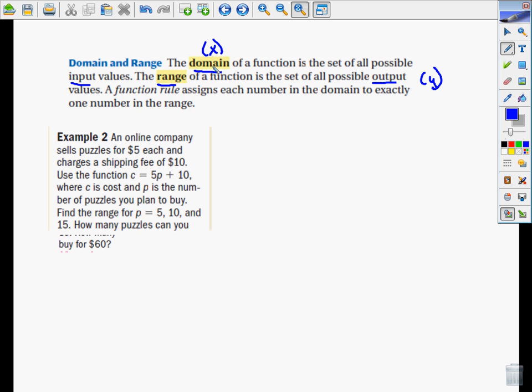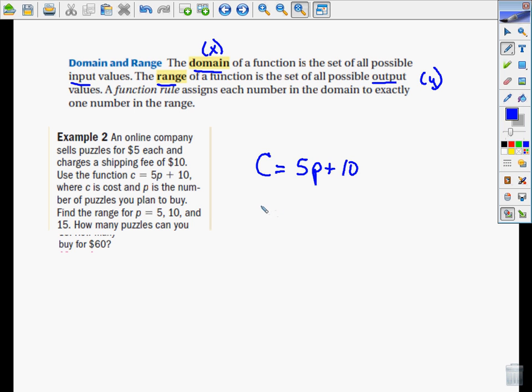So again, because domain is input, range is output, everyone in the input has to have exactly one output, and that's what our function rule does. It's just an equation like we have down here. An online company sells puzzles for $5 each, and there's a shipping fee of $10. Here's the function they give us. C for cost equals $5 per puzzle plus $10 shipping. They want us to find the range if our puzzles are 5, 10, and 15.